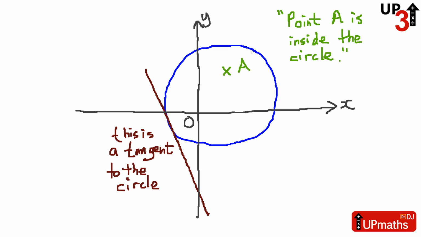The blue thing is a circle. The point A is inside the circle. Notice I've drawn a cross and then labelled the cross, and that's how I generally mark a point. That's how a lot of people mark a point.